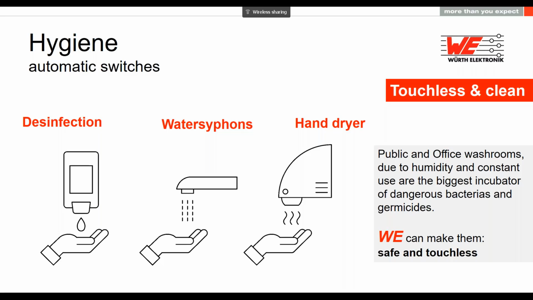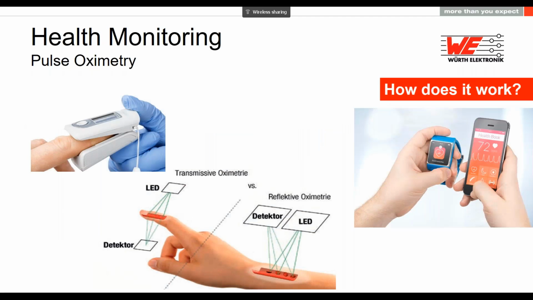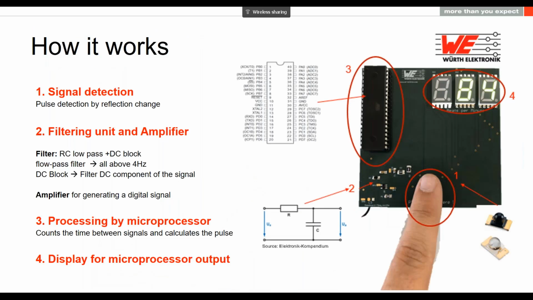But this is not the only health application for infrared products. As you can see, infrared LEDs and detectors can be used for different health monitoring. For example, all these pulse meters that can measure your blood pressure and blood pulse are based on an LED and detector and the absorption or reflection of light by the blood cells in your blood vessels. How does it actually work?